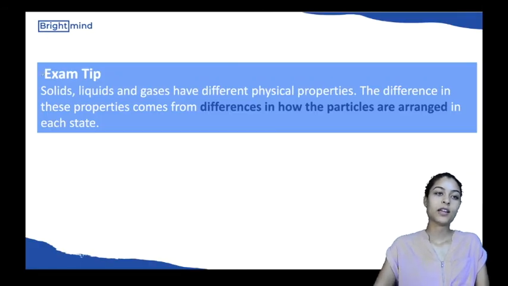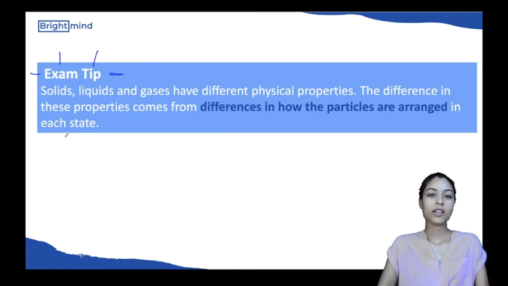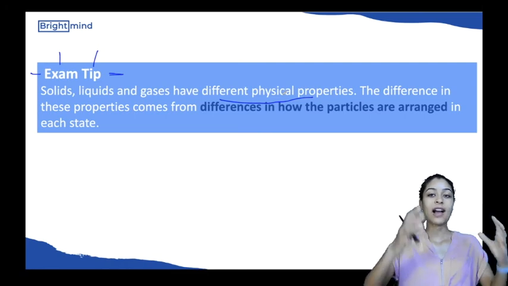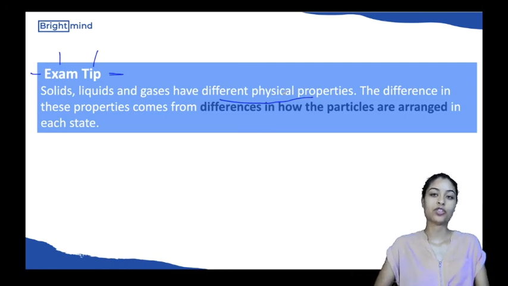Alright, let's pay close attention to this exam tip now. So solids, liquids, and gases all have different properties. However, the difference in these properties comes from the differences in how the particles are arranged in each state. Okay?